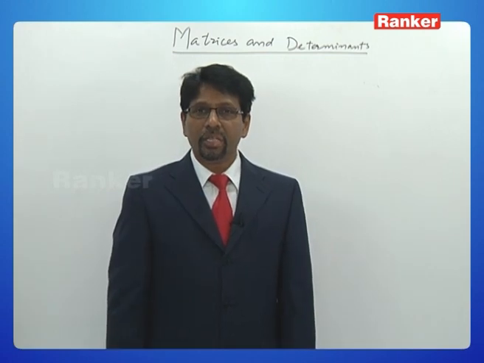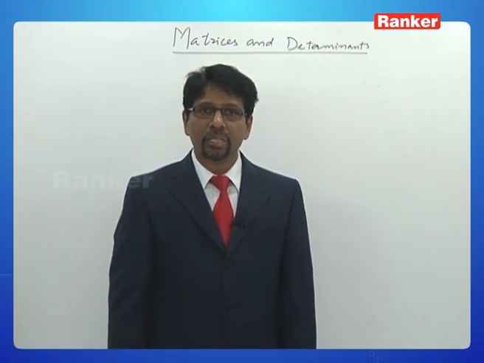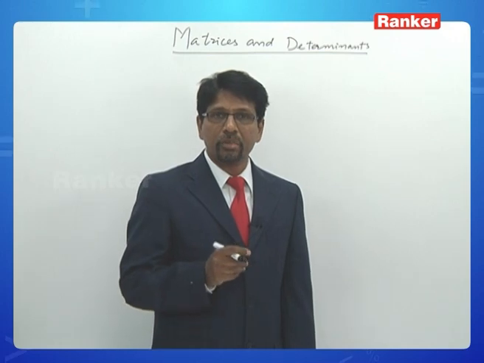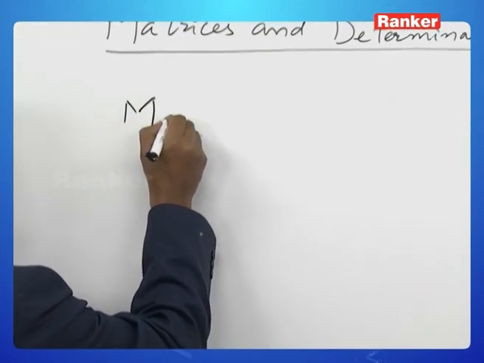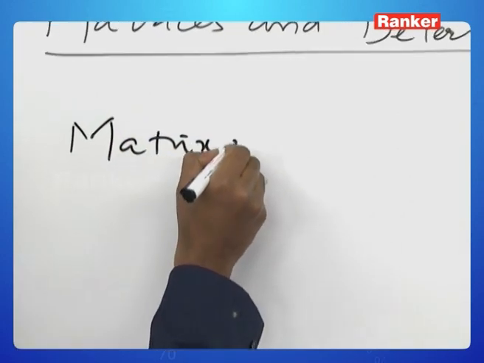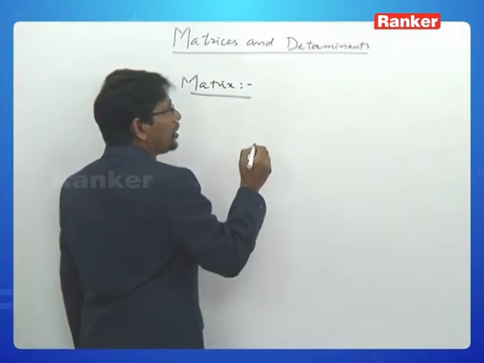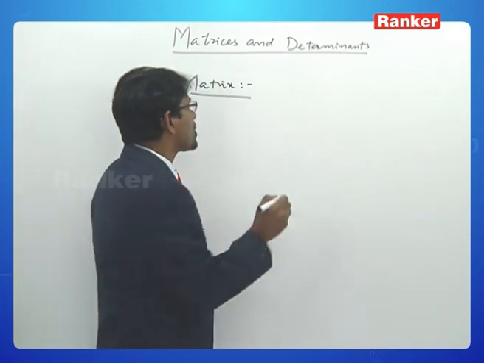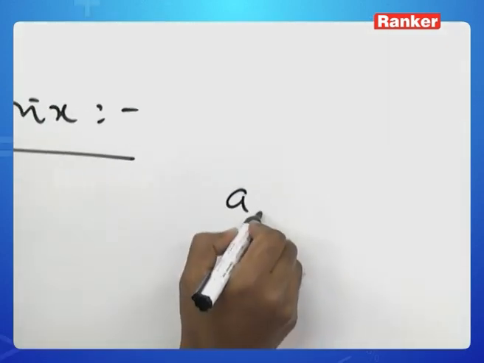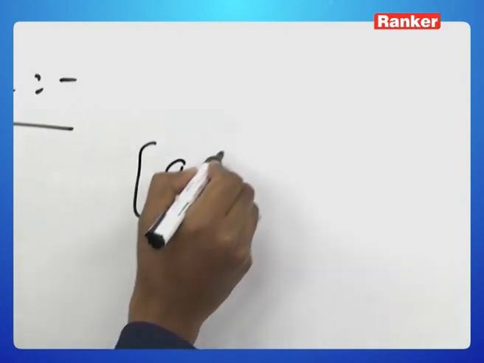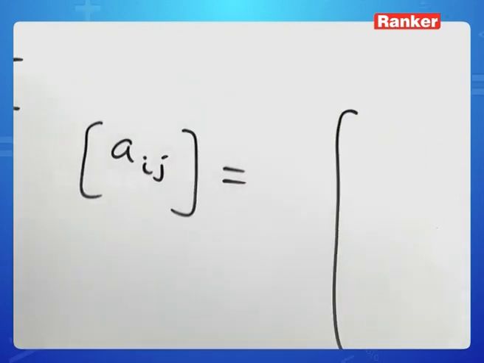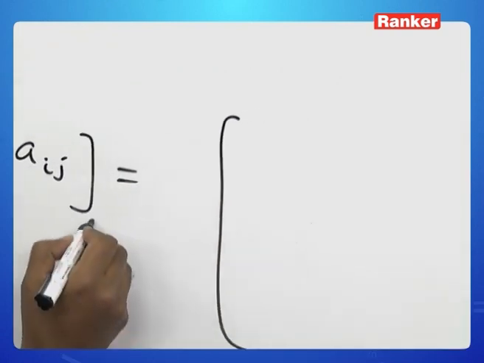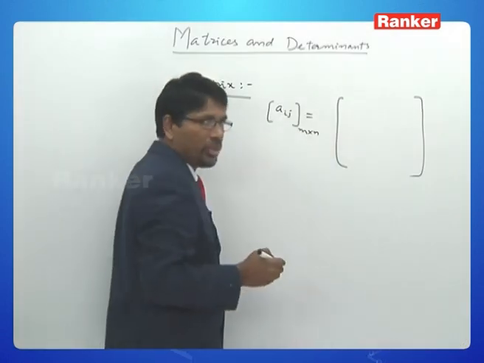Let us have a brief introduction about matrices and determinants. A matrix is a rectangular arrangement of numbers into rows and columns. Generally, we denote the matrix with the help of a double suffixed notation. Here, Aij would mean an abbreviated form of representation of the matrix.